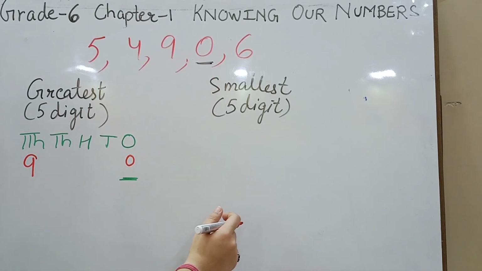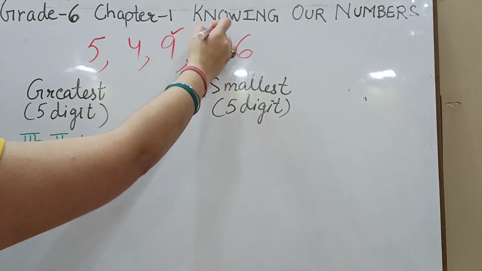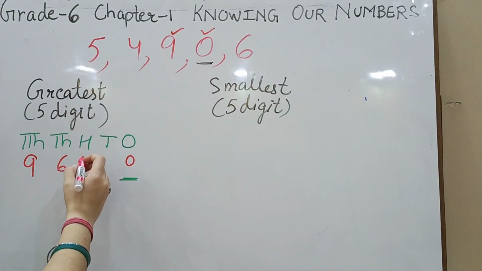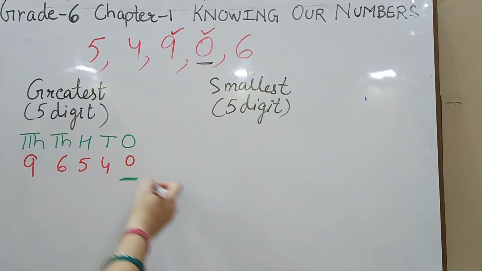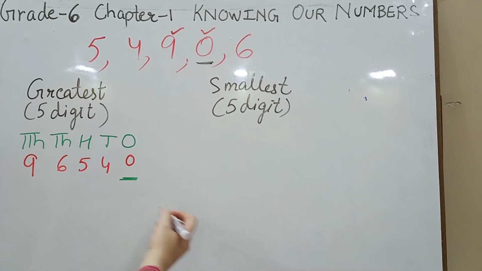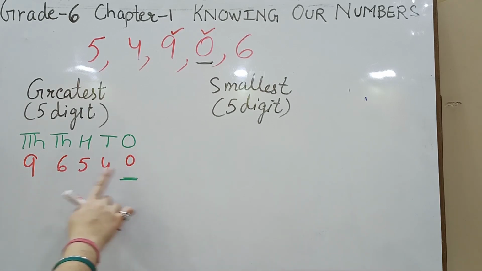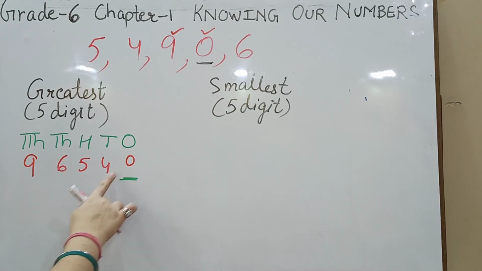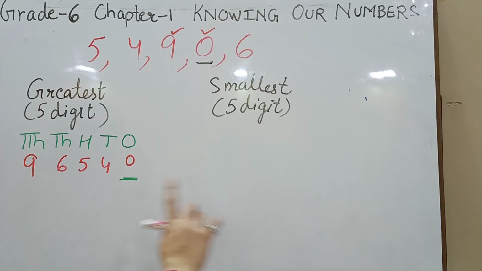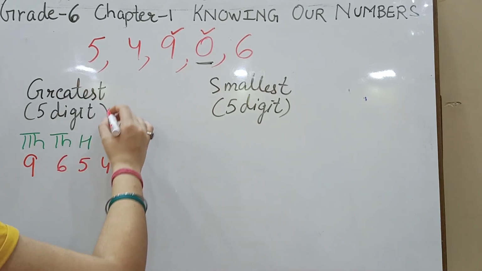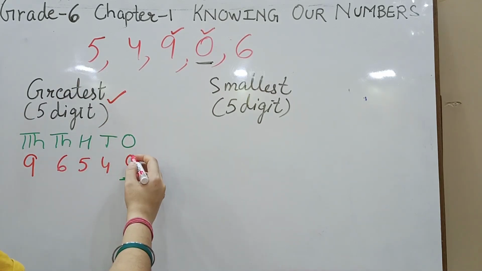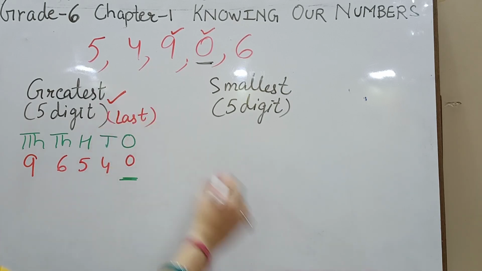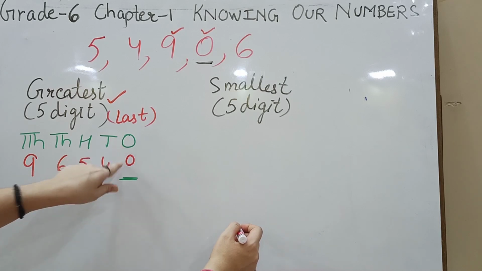Next, move to the next number. 9 is done. 0 is done. Now 5, 4, 6. 6, 5, 4. So 5 here, 4 here. And since we have already fixed the position of 0, so 9, 6, 5, 4, 0. So this number is going to become 96,540. Now when we need to find the greatest number, we are fixing 0 at the last place. Always remember, we need to fix 0 at the last place, that means at the ones.